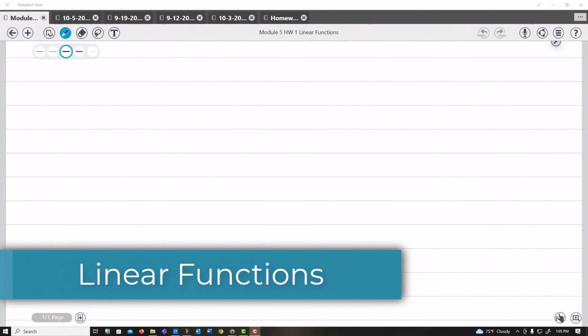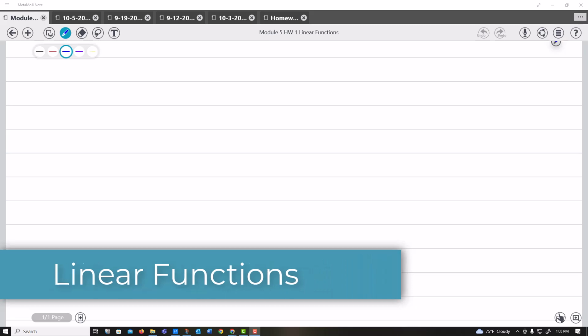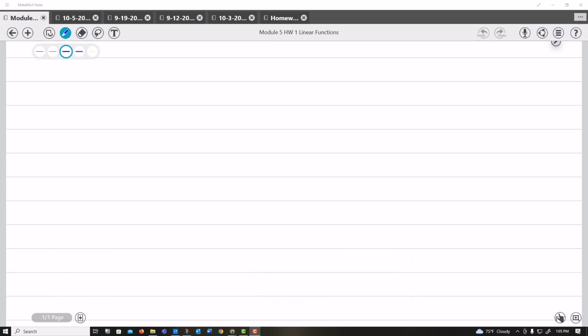Okay, this is going to be about linear functions. I'm just picking and choosing, looking at some of your problems. Question number 1 says, is y equals 1/7 x plus 3 increasing or decreasing? Determine whether it is increasing or decreasing.